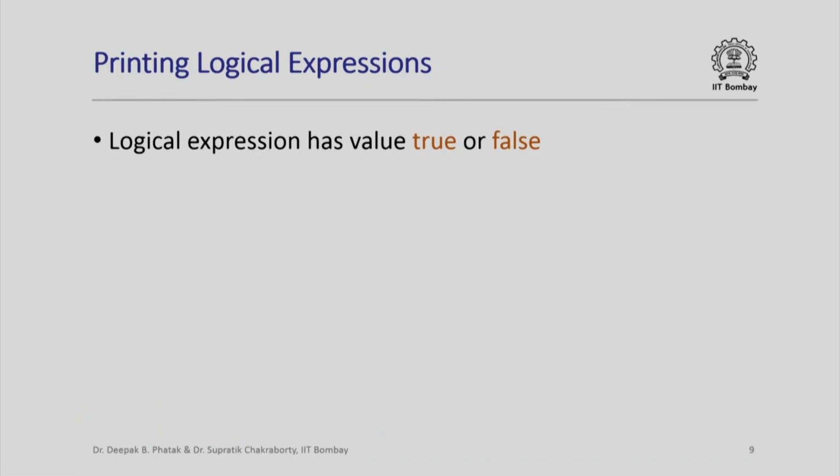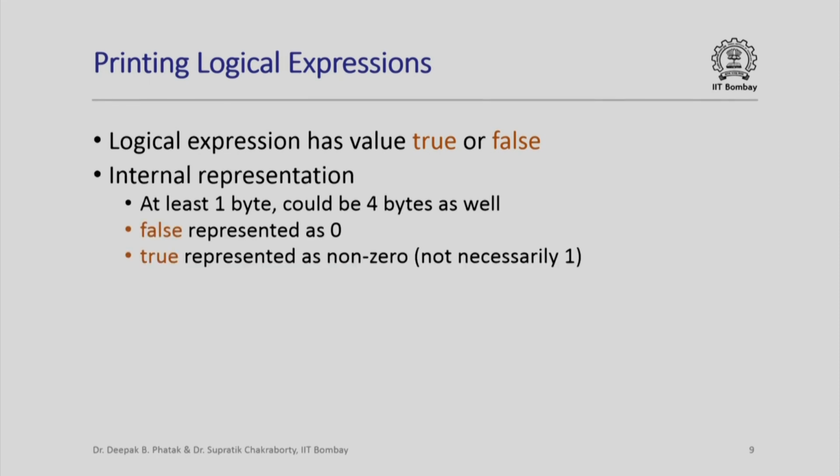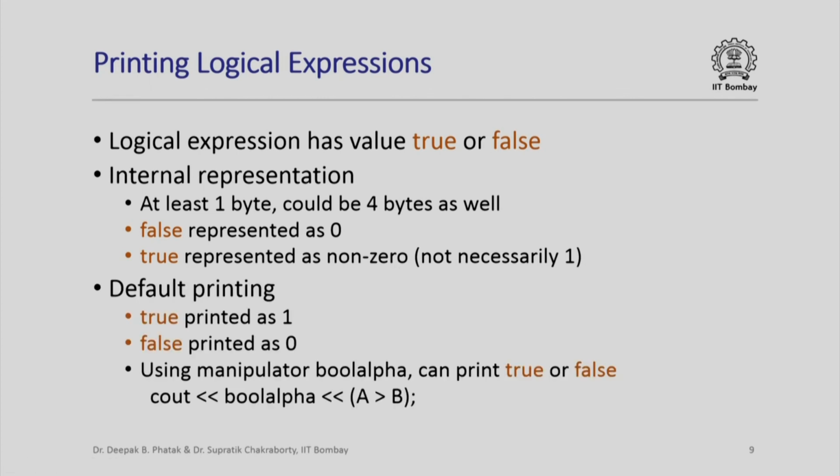Now what happens when we print logical expressions? We know that all logical expressions evaluate to the value true or false, and we have already seen in an earlier lecture that the internal representation of boolean values could be 1 byte or could be 4 bytes as well. This is not specified explicitly by the C++ standard, but it is some kind of integer representation inside the computer. False must be represented as 0, true can be represented as any non-zero quantity, not necessarily 1. However, the C++ standard does specify that when you are printing a logical value, true must be printed as 1 and false must be printed as 0.